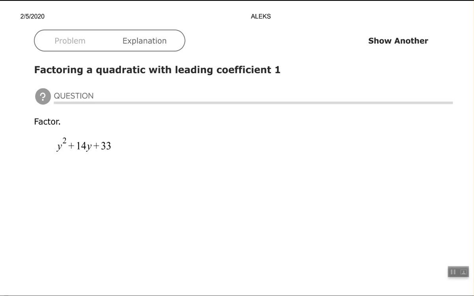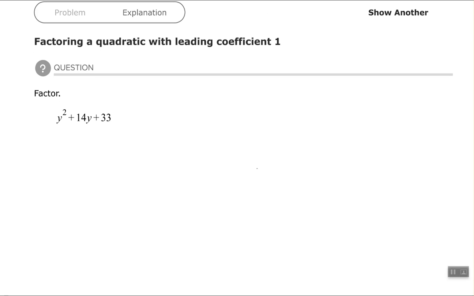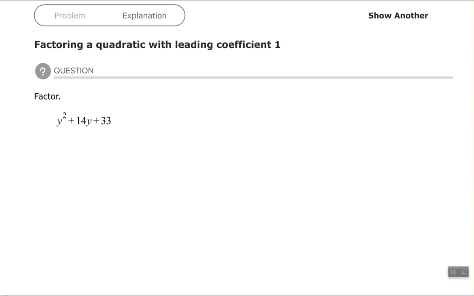All right, so here we have y squared plus 14y plus 33. I have an understood 1, so I'm going to come out to the side. 1 times 33, the first coefficient times that last number, equals 33. And before I do that, we need to always check to see if you have a common factor all the way across, which we don't. All right, I need to find factors of 33 that give me a sum of my middle coefficient, which is positive 14. All right, so go through your factors.